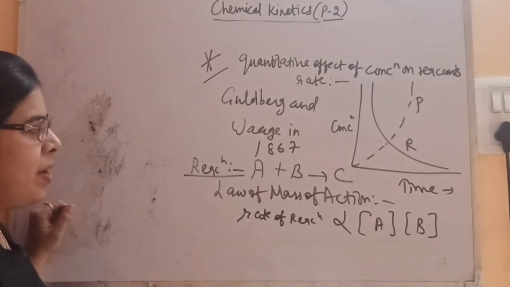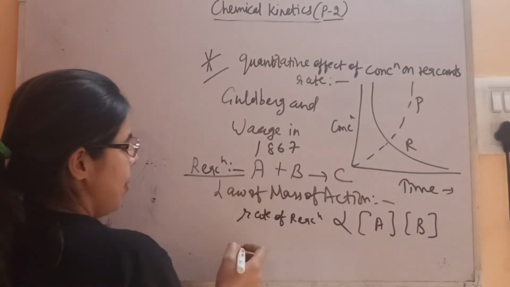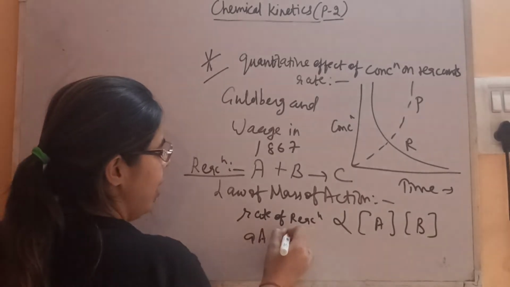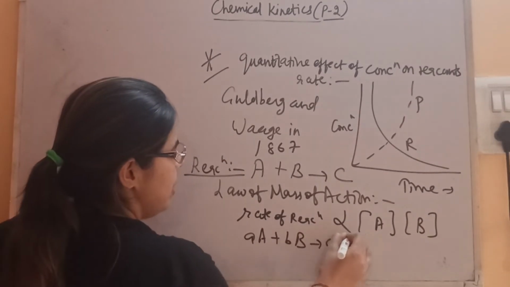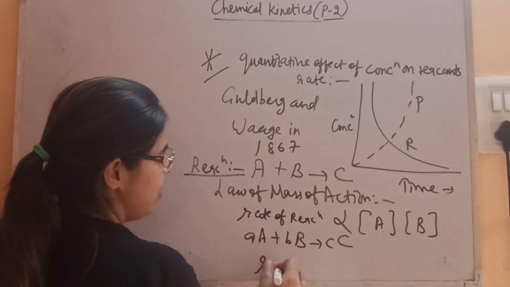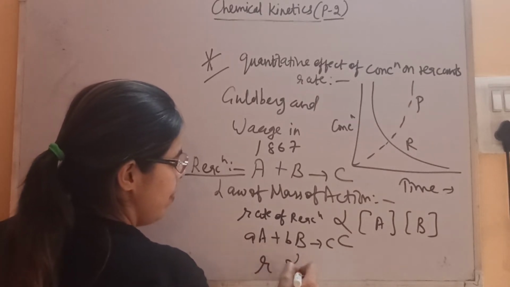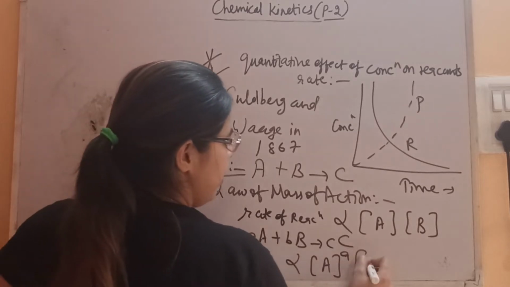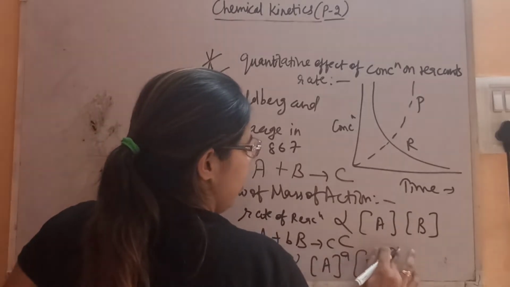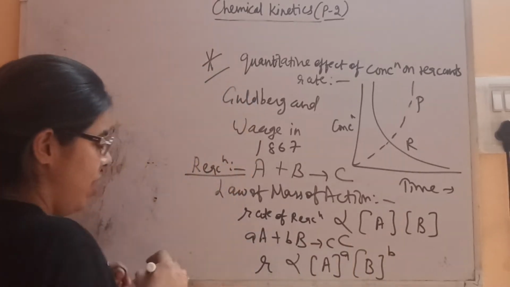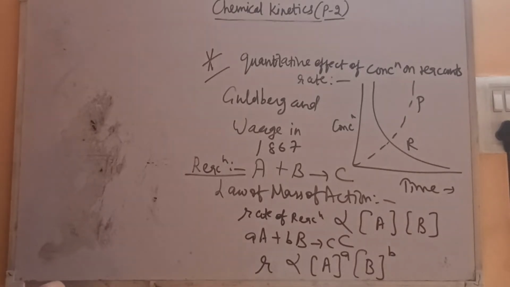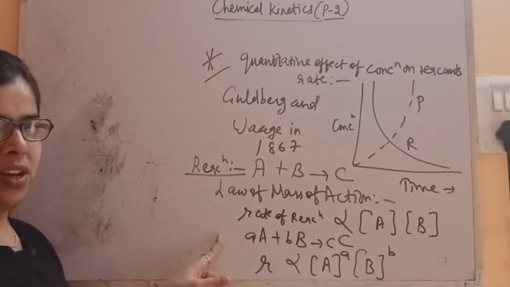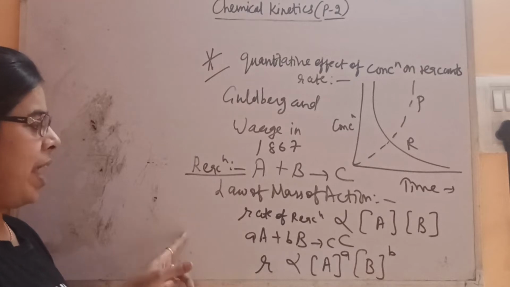Fine, here no stoichiometric coefficients are there. For example, if I take this reaction, aA + bB gives you cC. So here the reaction rate is directly proportional to the concentration of reactant A raised to the power a, concentration of reactant B raised to the power b, where a and b are the stoichiometric coefficients involved in the balanced chemical equation. Fine, this is the law of mass action.